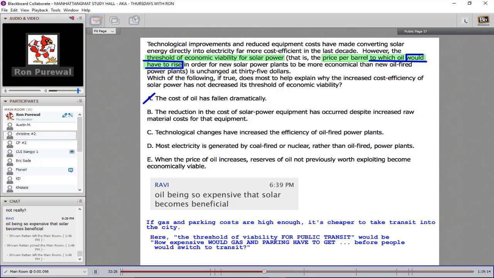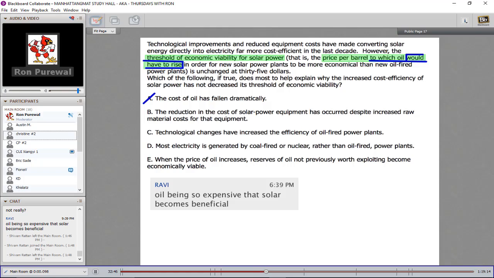Give me a smiley face if that makes sense. So notice, even though they call it a threshold of viability for transit, actually it's the other costs that are fluctuating. Same sort of thing here. They're talking about oil would have to go to a certain point. Now what they're saying is solar technology is getting cheaper. That's what the paragraph says.